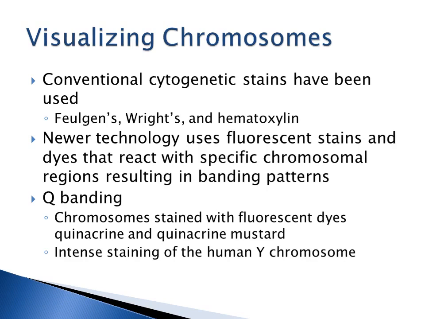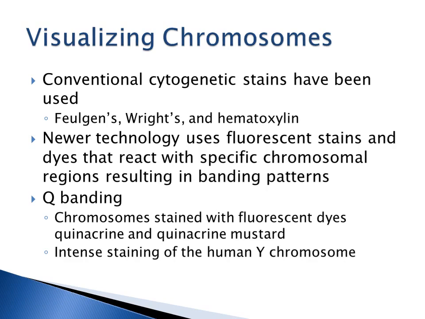So in identifying chromosomal mutations, you have to visualize your chromosomes. So conventional cytogenetic stains are used to visualize chromosomes, and those include Feulgen's, Wright's, and hematoxylin stains. However, now fluorescent stains are more commonly used, as well as chemical dyes that react with specific regions in the chromosome, and that results in banding. So we talked about banding briefly in a previous lecture when we were talking about chromosomes, but we're going to talk about it in slightly more detail.